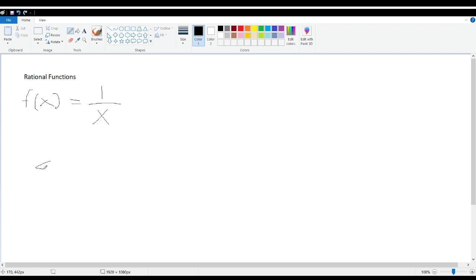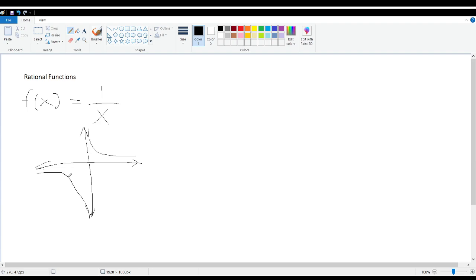Let me draw a graph for you. Hold on. There you go. For the graph of 1 over x, it looks like this. This is a rational function. And notice how the line never reaches the x-axis or the y-axis.